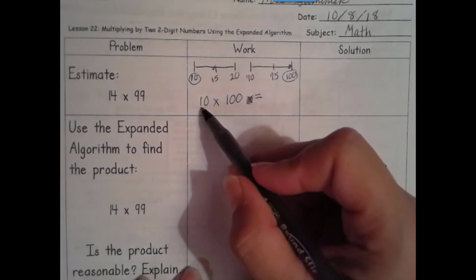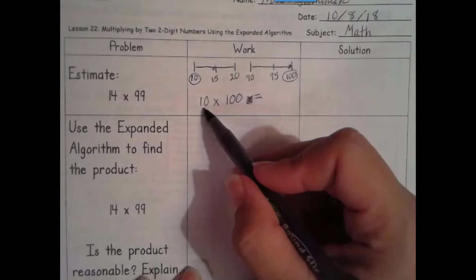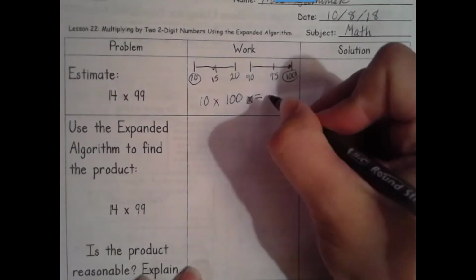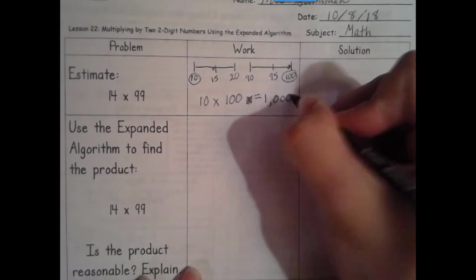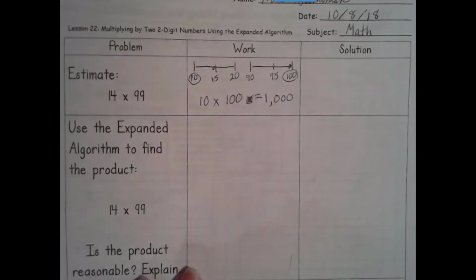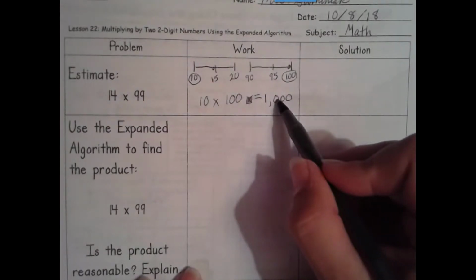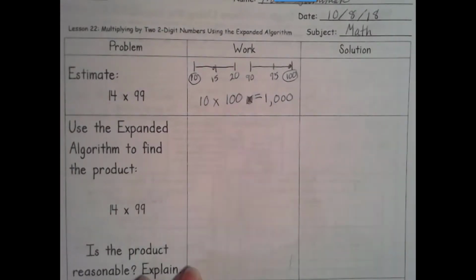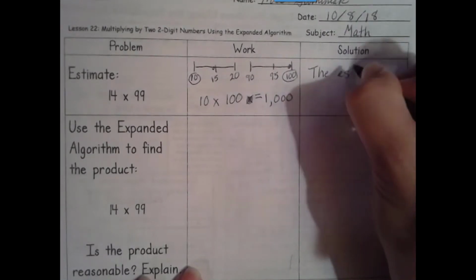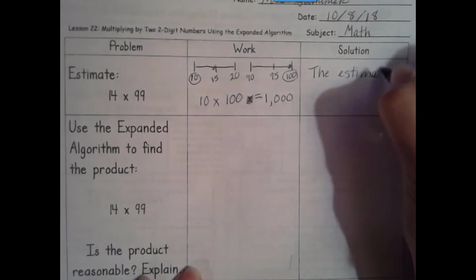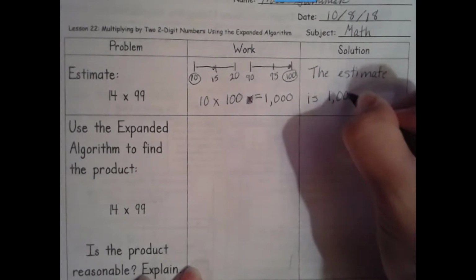All right, 10 times 100. Well, every time you multiply by a 10, it moves everything over a place. So it moves from the hundreds place to the thousands place. You can also see that I have 1, 2, 3 placeholders. 1, 2, 3 places, and 1 times 1 is 1. The estimate is 1,000.